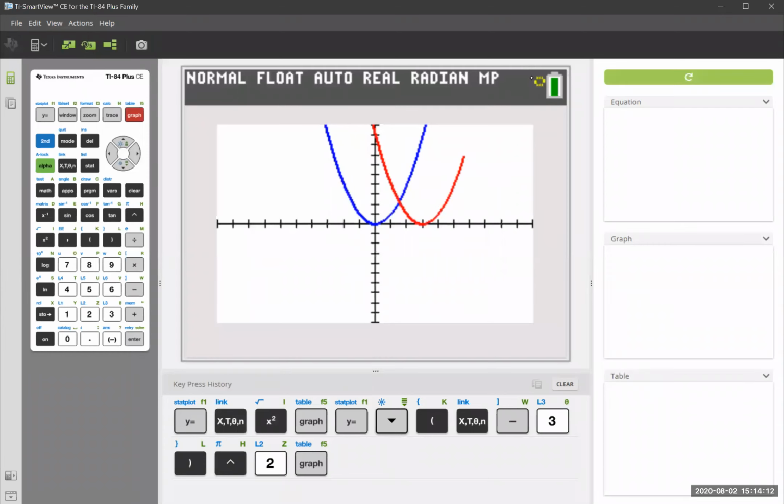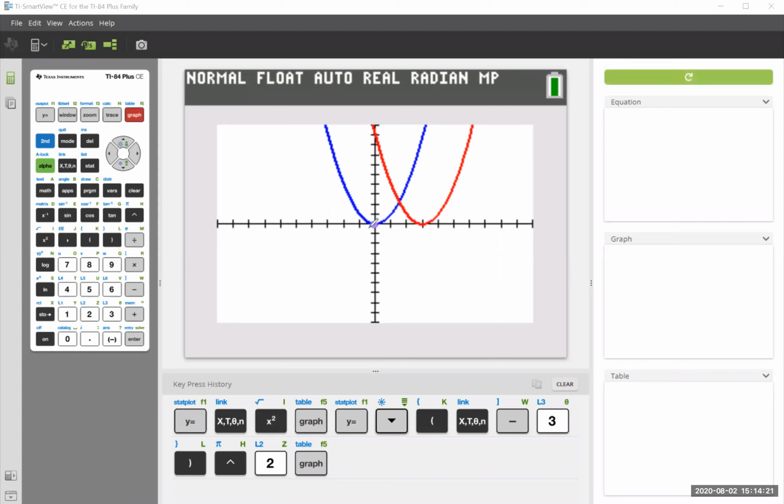So when I subtracted 3, follow along with what happened to the vertex. Remember, we said our vertex starts at the origin. So this is where our parent function's vertex is located. But when I did x minus 3 squared, the vertex then moved and became the point 3, 0. So what happens is when I subtract 3, I'm actually moving my parabola to the right 3 units.